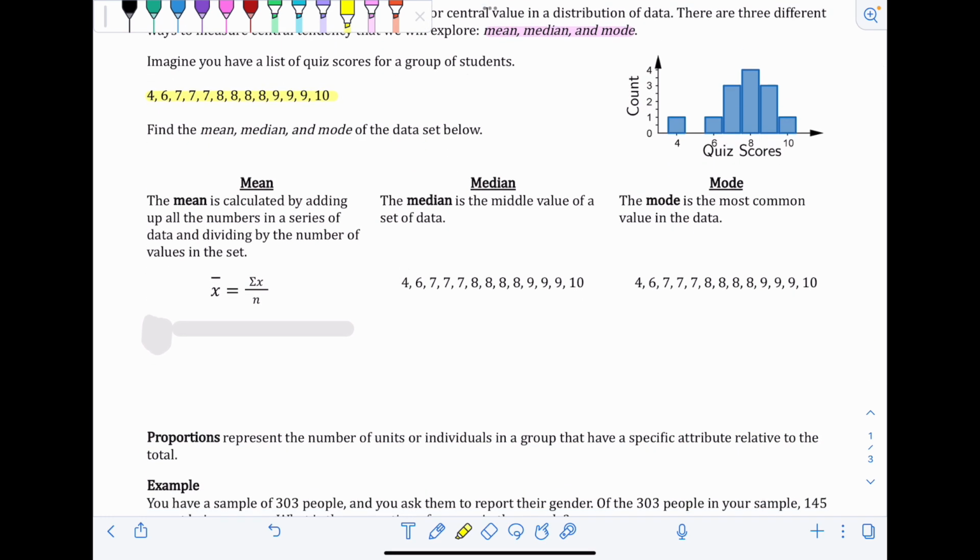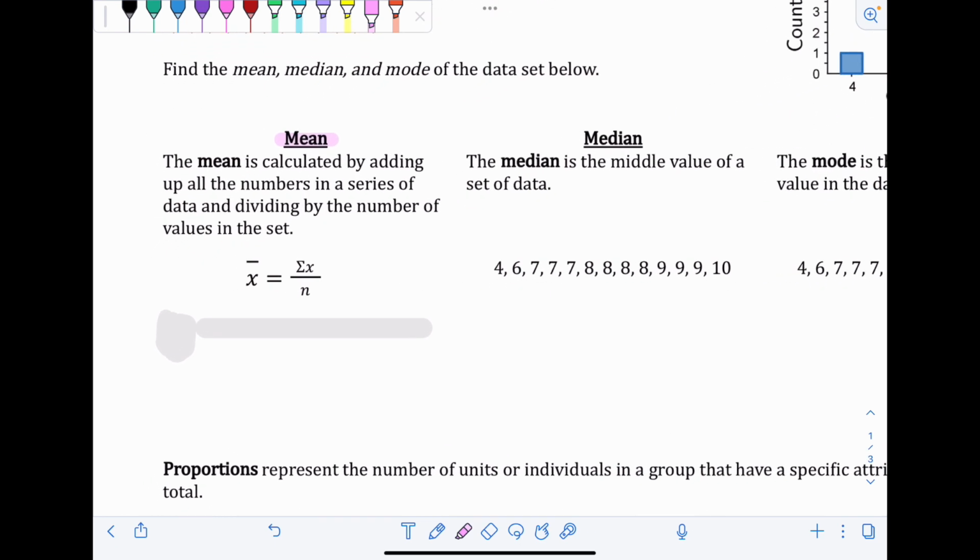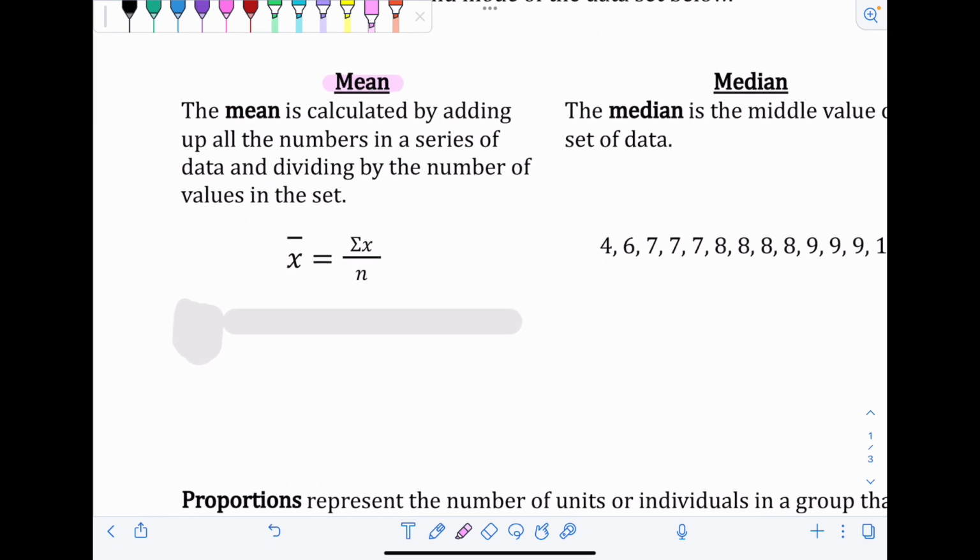Okay, so the mean is the average of the data set. It's calculated by adding up all of the numbers in the entire data set and dividing by the quantity of numbers in the data set. So you'll see the formula for mean written sometimes this way. This x with the line over it, you just read it as x bar, and it just represents the mean.